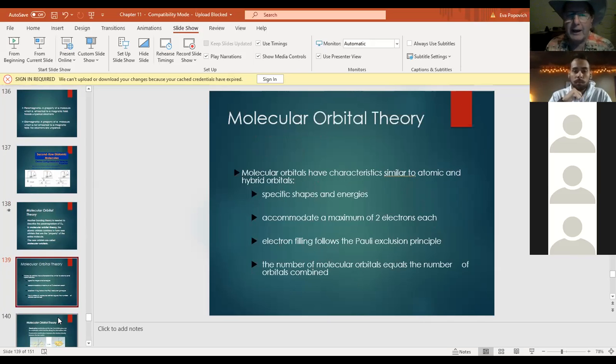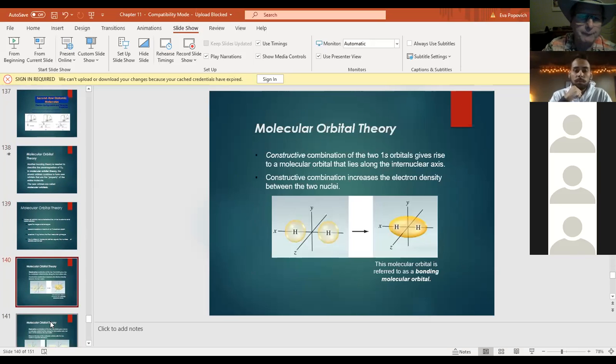Similar to atomic and hybrid orbitals, they have similar shapes and energies. They each can accommodate 2 electrons. You have to follow the filling of the electrons by the Pauli exclusion principle and Hund's rule. And the number of molecular orbitals equals the number of orbitals combined. So these are the rules we have to live by.